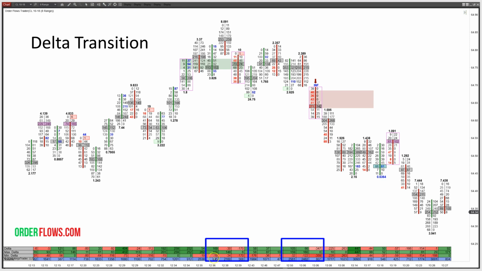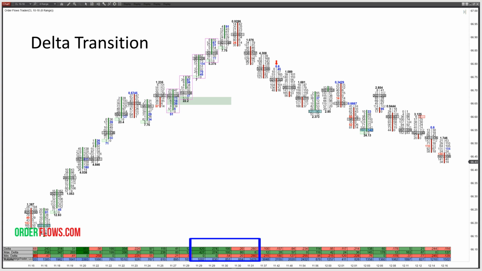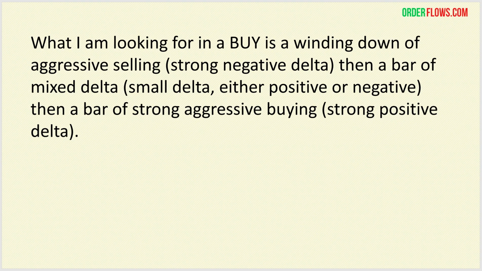So it'd be plus 169, minus 30, which I consider small, then a strong negative delta of minus 170; minus 105, then a small delta of 66, and then a strong negative delta of 347. But when you can get more bars included, I think it just looks a little bit stronger optically.